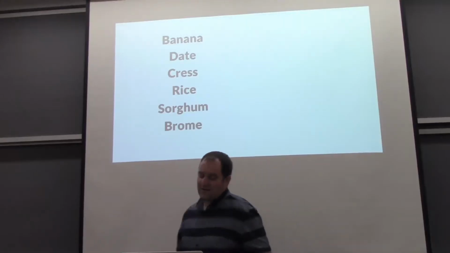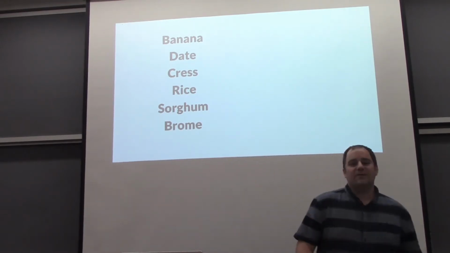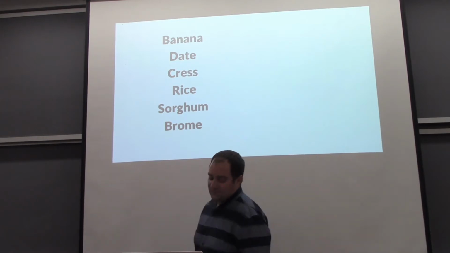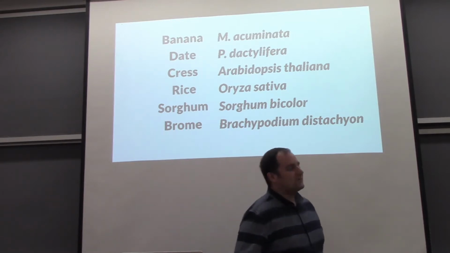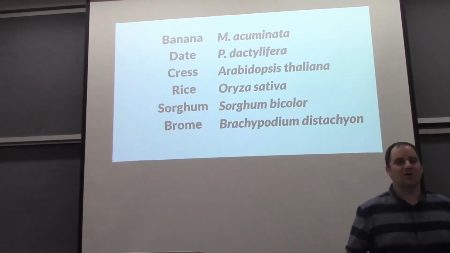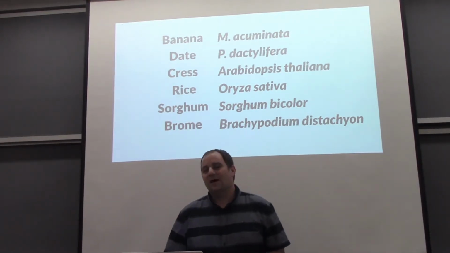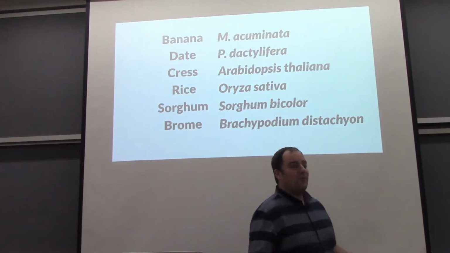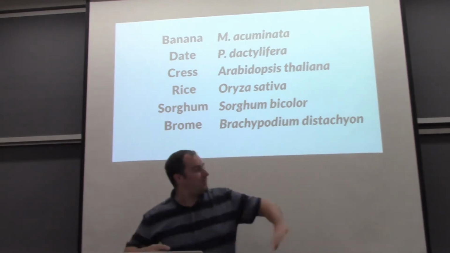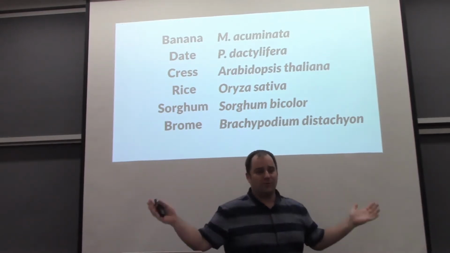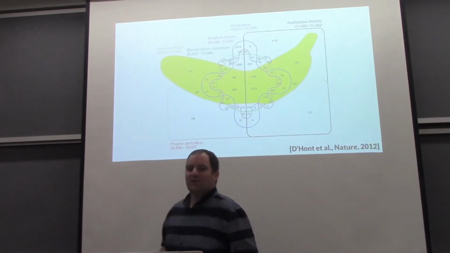Here I have a simple example. These 6 different plant species, banana, date, cress, rice, sorghum, and brome, are all important food sources. They all have fancy Latin names, and they also have something else in common: an evolutionary relationship. People would like to understand how these plants are related to each other genetically. To do that, we can analyze how many genes they share. These 6 plants are considered sets. We have about 20, 30, or 40,000 genes, and we can count which gene is in which plant. This is how people actually try to visualize this.